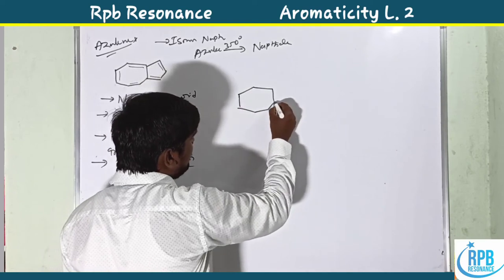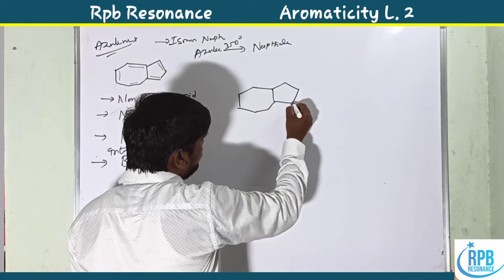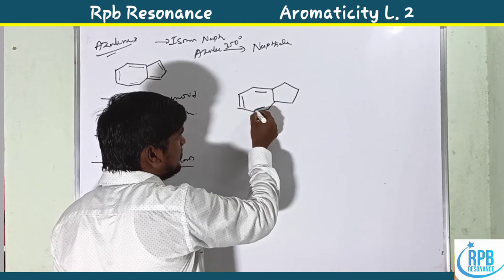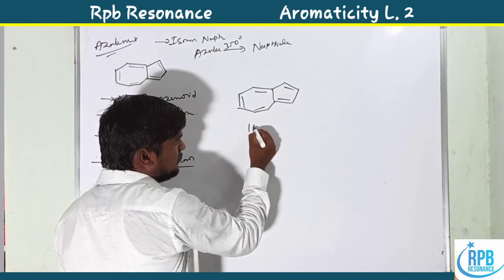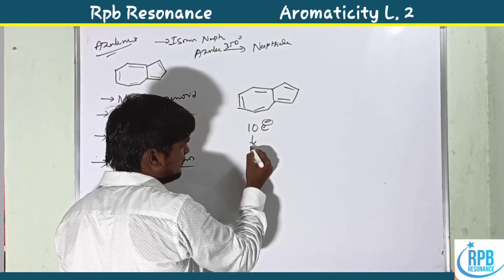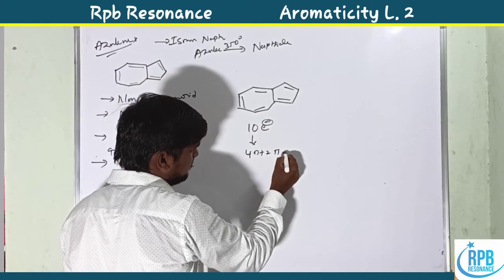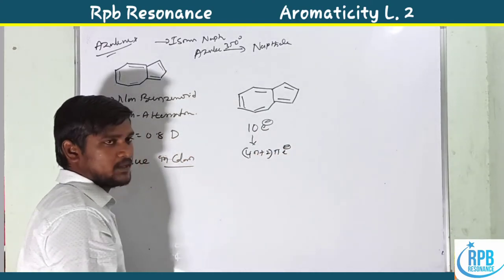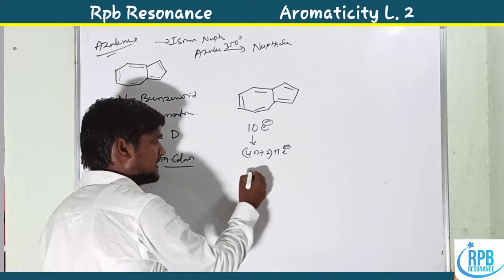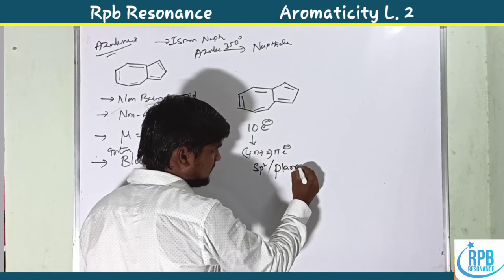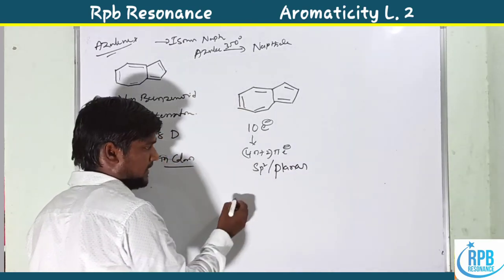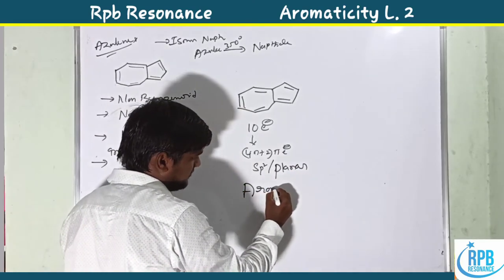This is a 7-membered ring and this is a 5-membered ring, with double bonds. Totally 5 double bonds, that means 10 pi electrons, which is a 4n plus 2 pi electronic system, obeying Huckel's rule. All carbons are sp2 and participate in the delocalization, so it is a planar moiety. So finally it is aromatic.